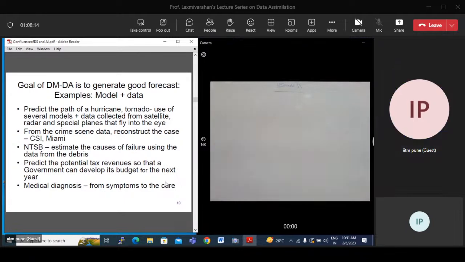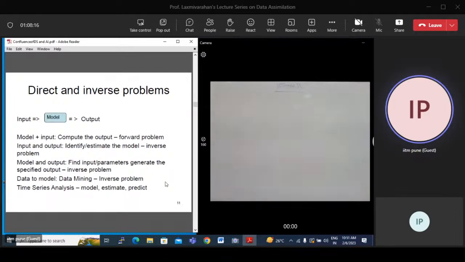Now come to the mathematical aspects of direct and inverse problems. I have a model, I have an input, I have an output. If you give me the model and the input, I can compute the output. That's called a forward problem. When you are in college, you always learn how to solve forward problems. Given a differential equation and an initial condition, how to compute the solution.